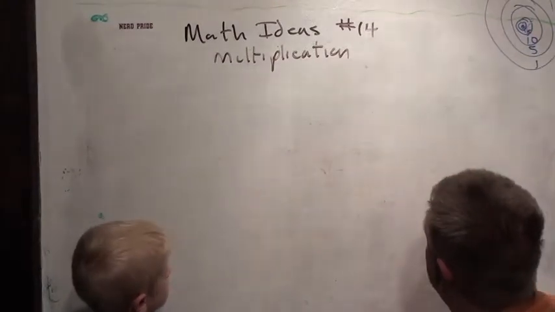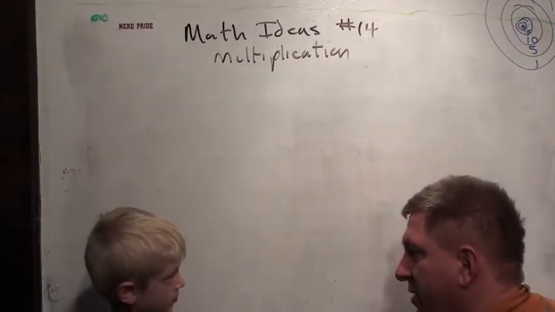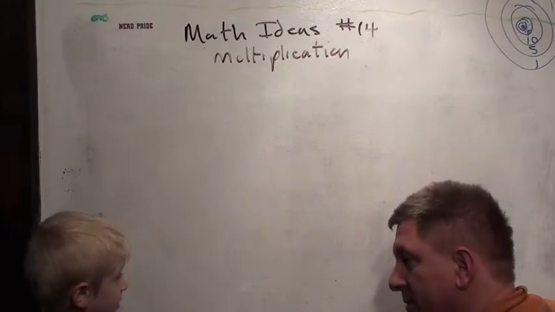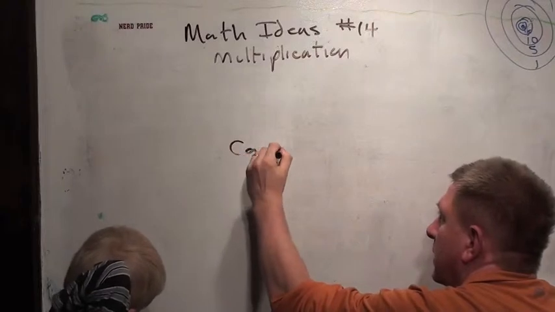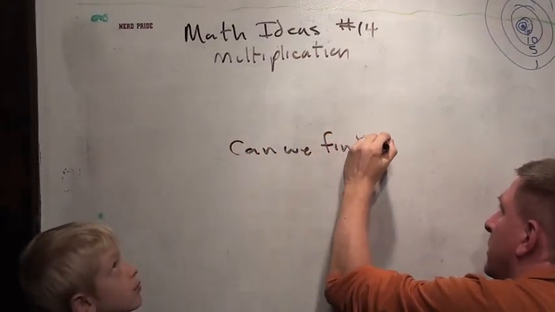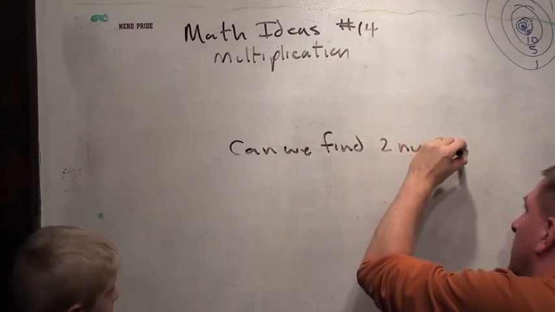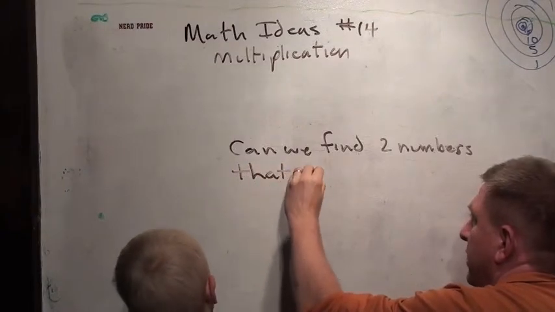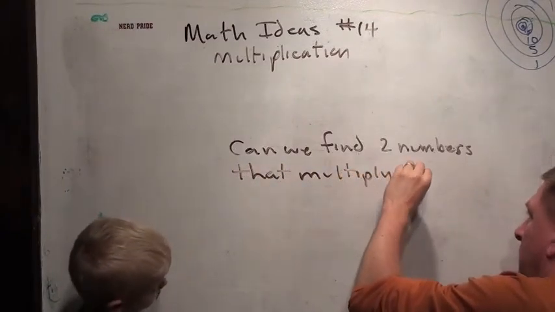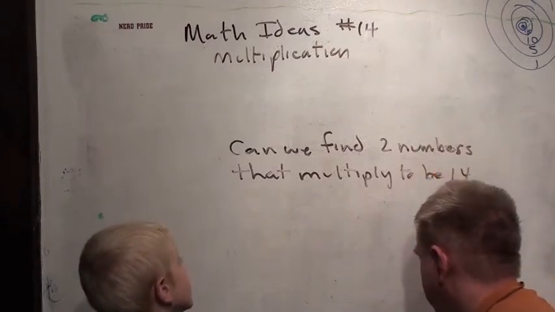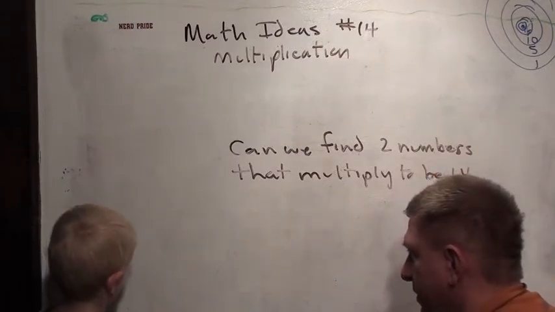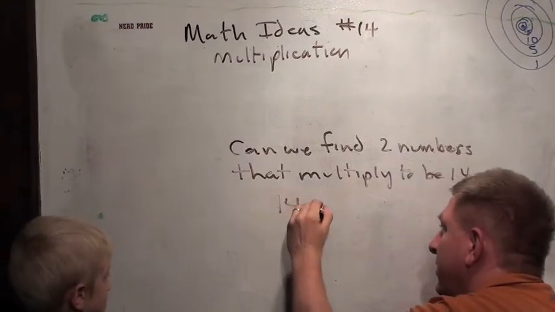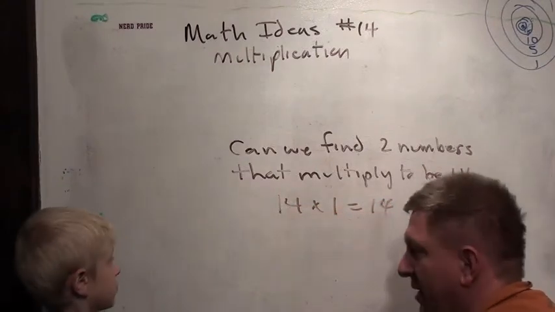Okay, we're on Math Project, or Math Ideas 14. I wonder if there's two numbers that when you multiply them together you get 14. Maybe. Can we find two numbers that multiply to be 14? You want to take a guess? 14 times 1. Very good guess. 14 times 1 equals 14. Anything else?